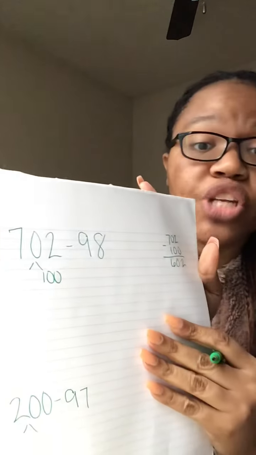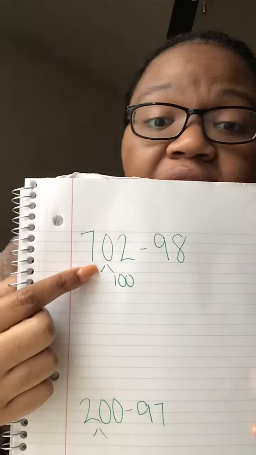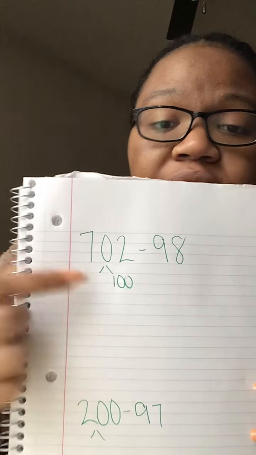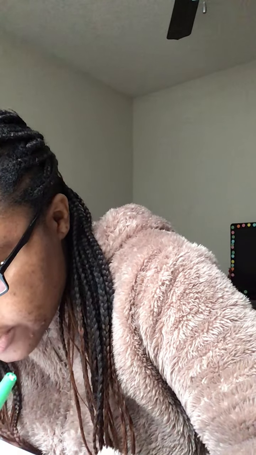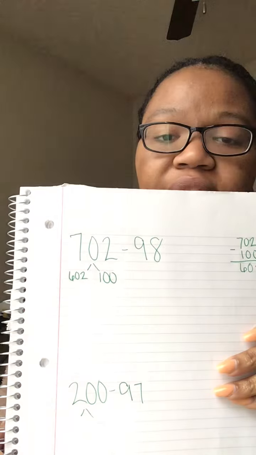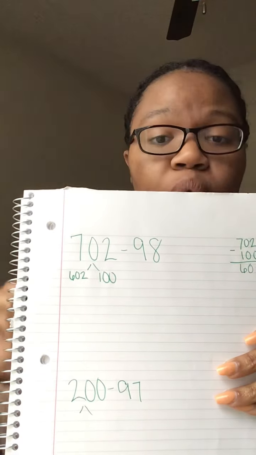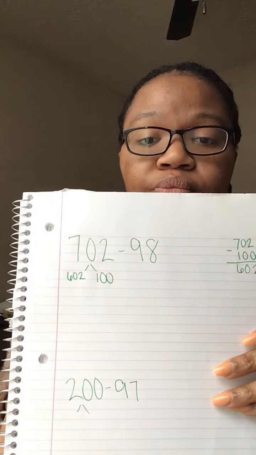So, 602. And we'll put that right here next to that 100, right there under that little bracket. Okay, so make sure you have that. So 702 minus 100 is 602. All right, that's step 1. We got step 1 down. Let's go ahead and go to step 2.